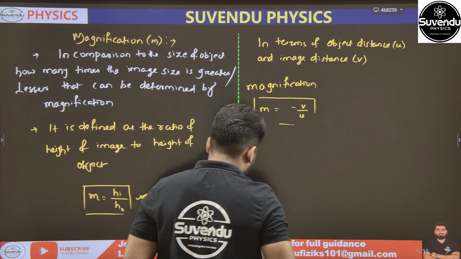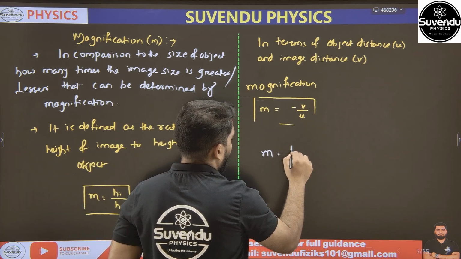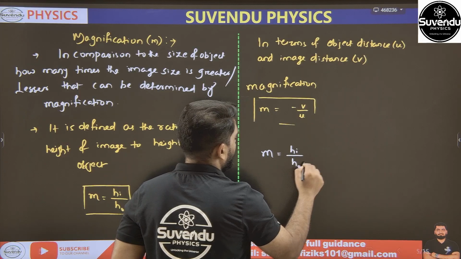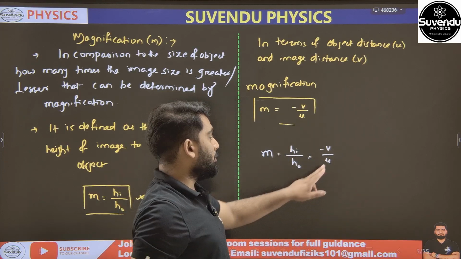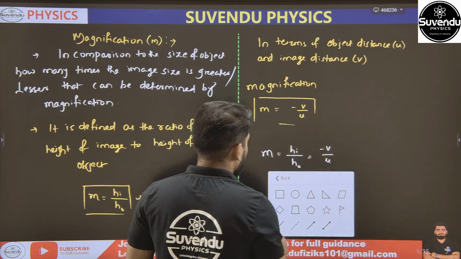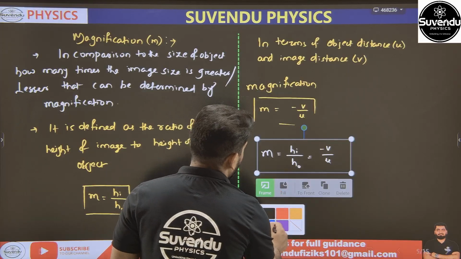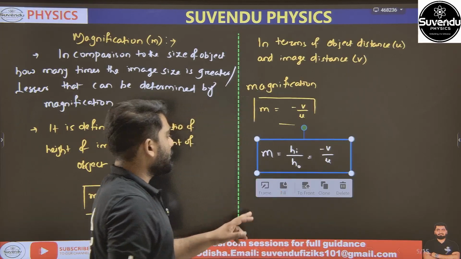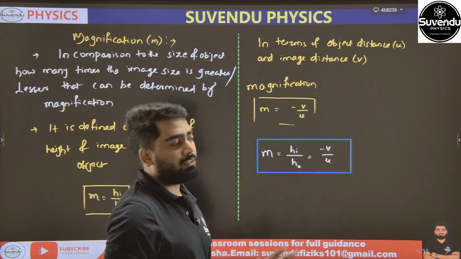Moreover, we can write m is equal to height of image by height of object, or that is equal to minus v by u. And also remember, you have to use the sign convention of v and u, object distance and image distance. Sign convention use करना चाहिए ये फॉर्मूला पे, नहीं तो गलत हो जाएगा न्यूमेरिकल. Keep this thing in mind. So this is about your magnification in terms of u, v and hi and ho.